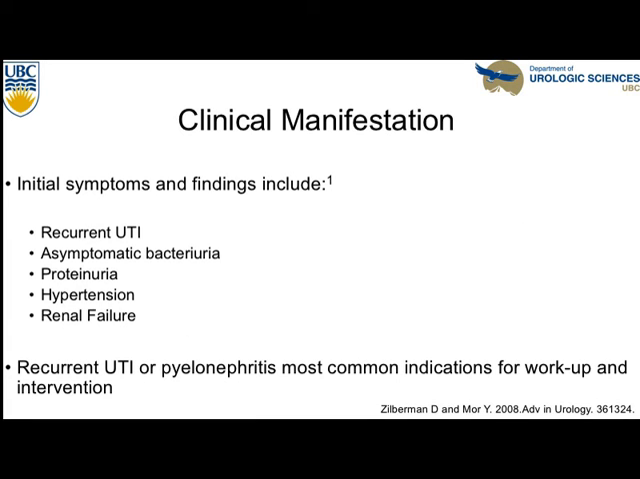In terms of clinical manifestations in the adult, initial symptoms and findings include recurrent UTI, asymptomatic bacteriuria, proteinuria, hypertension, and renal failure. Again, these are very non-specific presentations, and this could well be due to so many factors. So if you're really trying to look for it, you'd have to have an index of suspicion after you've gone through your common workup and ruled things out. Recurrent UTI or pyelonephritis is the most common indication for workup and intervention in the most recent and contemporary studies.